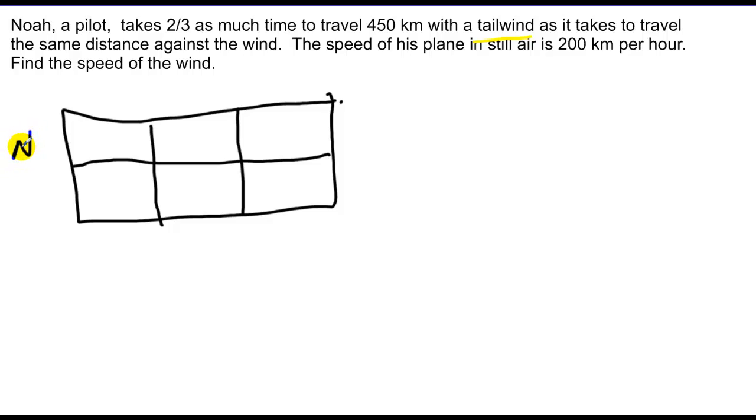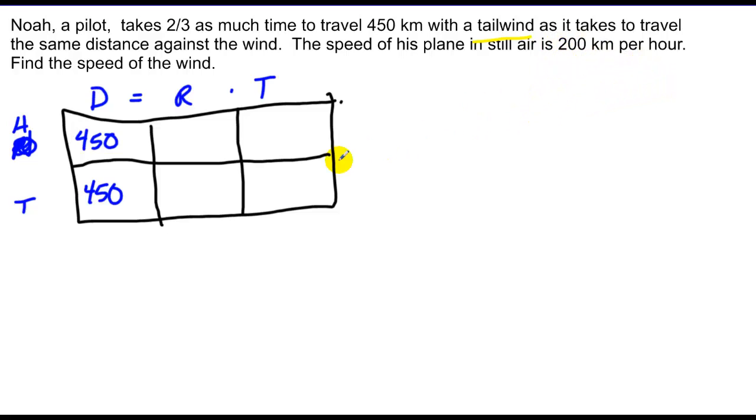And we've got Noah here, or let's do headwind, tailwind. And again, distance equals rate times time. And it says he travels 450 kilometers, and that's with the tailwind, as it takes to travel the same distance, so we're going 450 again against the wind, and we know the plane speed in still air is 200 miles per hour, but then we've got this wind either opposing us or helping us.